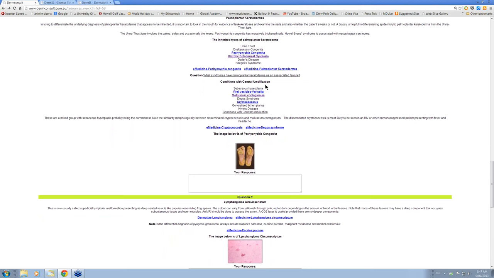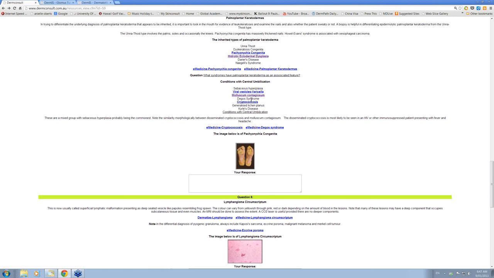Now, conditions with central umbilication. We tried to talk about these beforehand. Molluscum obviously was the main thing. Yeah, I remember the vesicles of varicella when they come up at first. These have a degree of umbilication as well. Sebaceous hyperplasia obviously has a bit of umbilication there on the face.